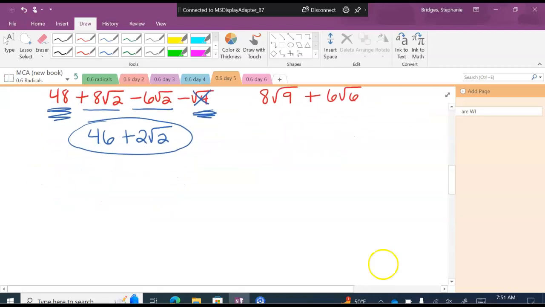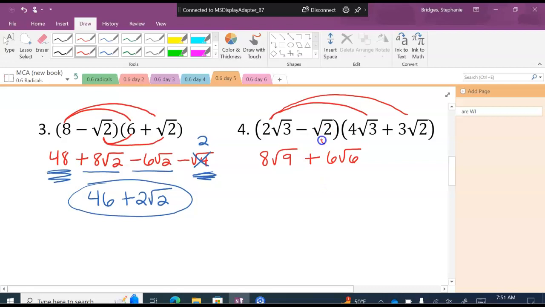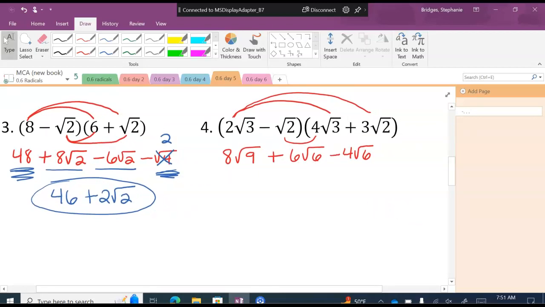Okay. Then we're going to multiply a negative square root of 2 times a positive 4 square roots of 3, which is going to give me a negative 4 square roots of 6. And then we're going to multiply a negative square root of 2 times a positive 3 square roots of 2, which is going to give me a negative 3 square roots of 4. Everybody okay with that part? All right. Now, before I start combining like terms, do you see a couple of perfect squares on here?